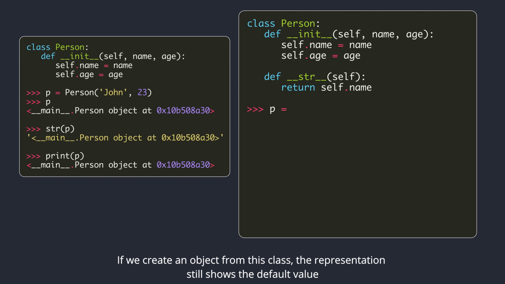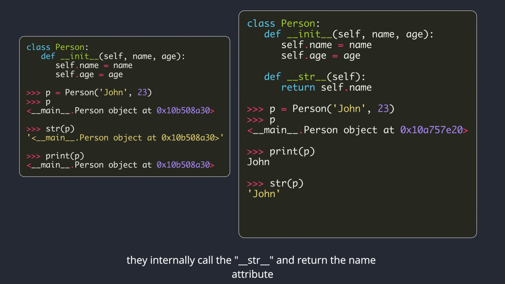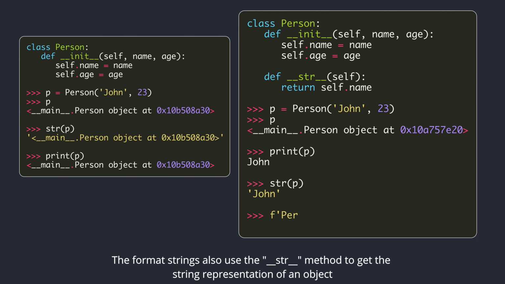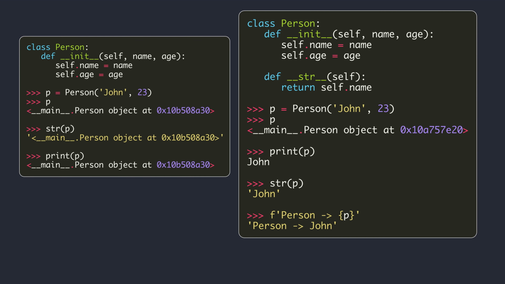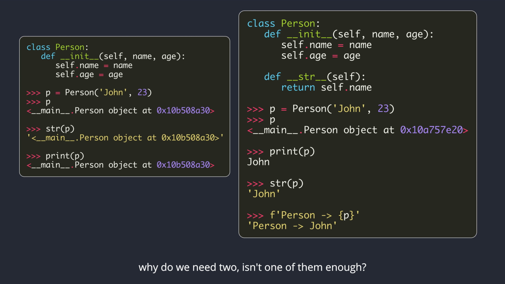If we create an object from this class, the representation still shows the default value. But if you try printing the object, or call str on it, they internally call __str__ and return the name attribute. Format strings also use the __str__ method to get the string representation of an object. Now you might be wondering, __str__ and __repr__ look similar in syntax and functionality, why do we need two, isn't one of them enough?